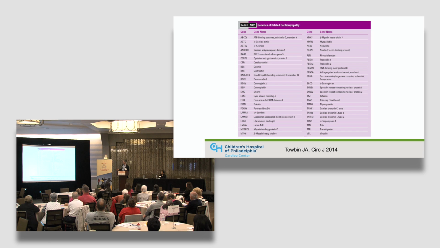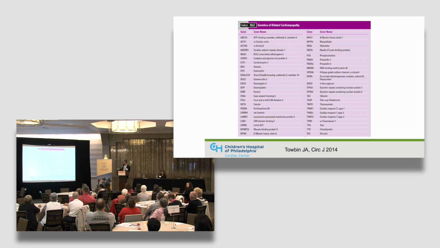So we could test and we know that, okay, you've got a lamin mutation. Well, I know that this medication for patients with lamin is going to make you feel better, and these other medications are not, so we can tailor the therapy. So part of the challenge that we have in children and in adults with these cardiomyopathies is that there are so many underlying diseases that cause it.